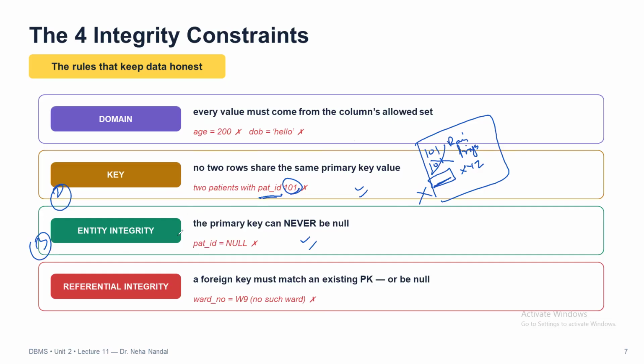Then next one, referential integrity. Referential integrity means reference, it is a foreign key. So a foreign key must match an existing primary key or be null. Yes. So ward number W9, there is no such ward, so we cannot give it. So you can right now keep the ward as null if that ward number does not exist. We can assign the ward later, in due time. And that can be decided once the ward is available. Correct. So that is the thing.